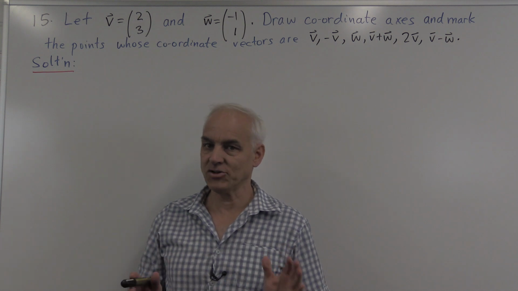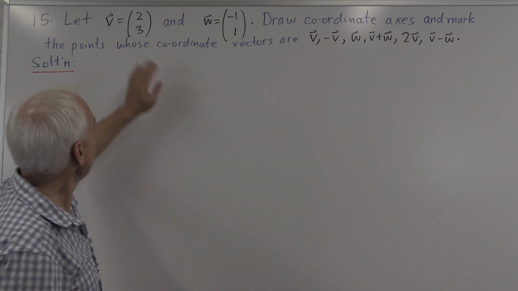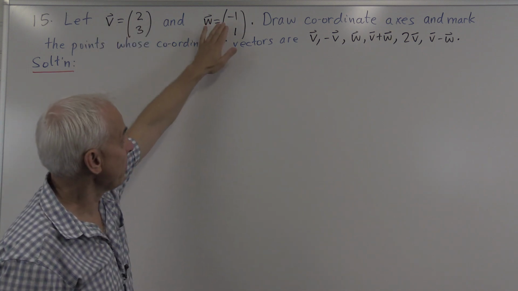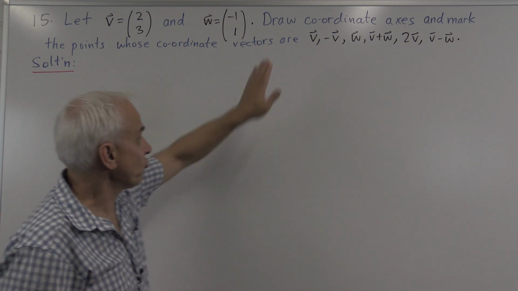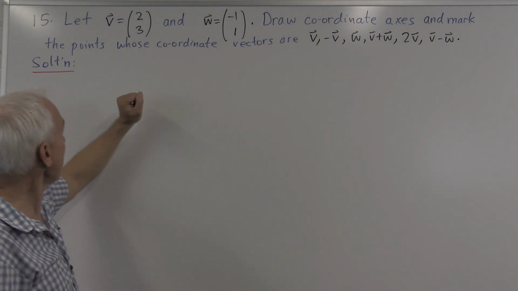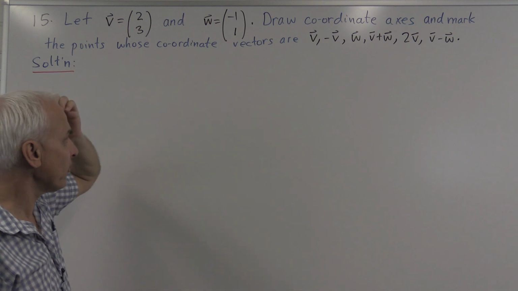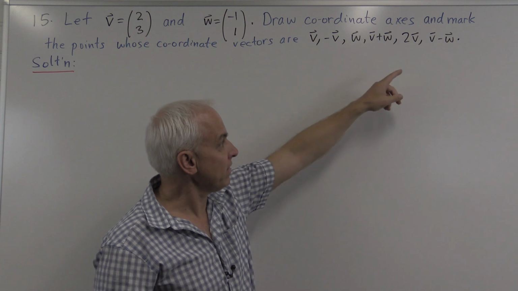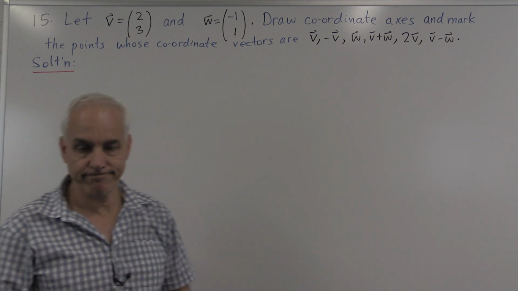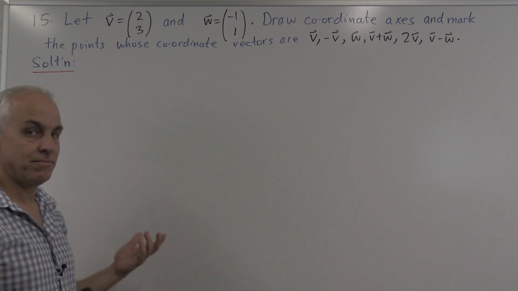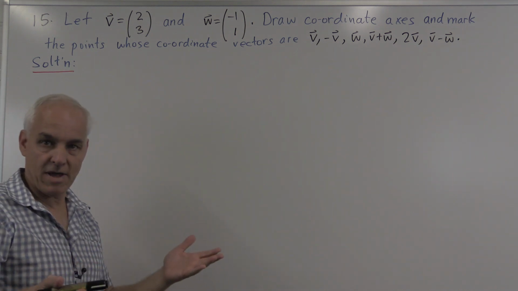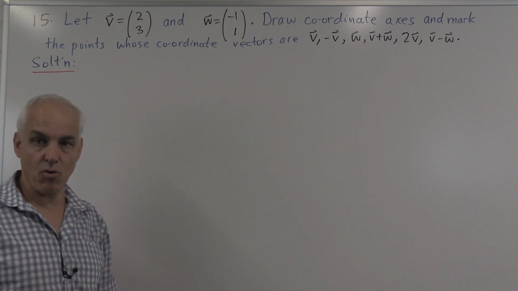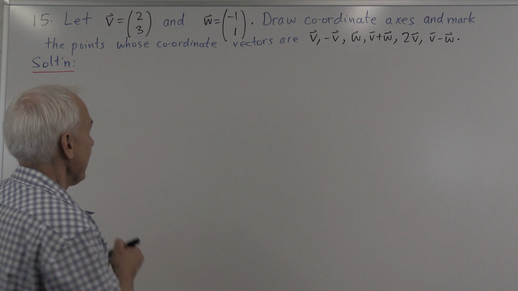We're looking at vectors. This question asks, suppose that v equals the vector 2, 3 and w is the vector minus 1, 1. We're asked to draw coordinate axes and mark the points whose coordinate vectors are v, minus v, w, v plus w, 2v, and v minus w. Okay, so we need a diagram, and it should be a half decent, reasonably big sized one because we want to draw a fair number of points. We want to do so reasonably accurately.